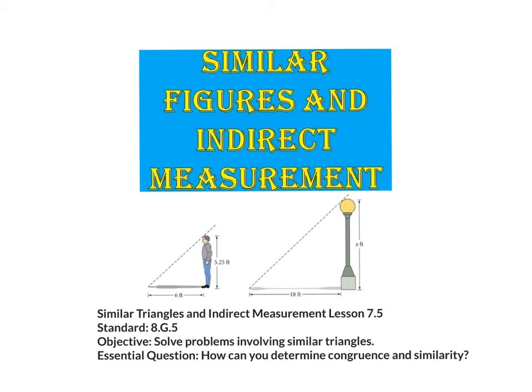Similar triangles and indirect measurement. Lesson 7.5. The standard is 8G5. The objective is to solve problems involving similar triangles. The essential question: how can you determine congruence and similarity?